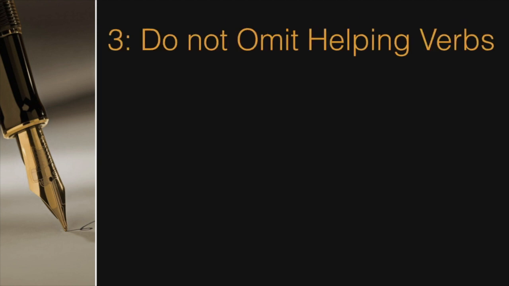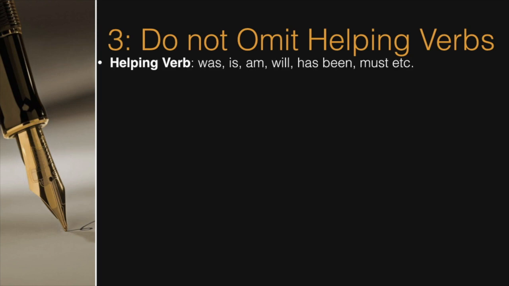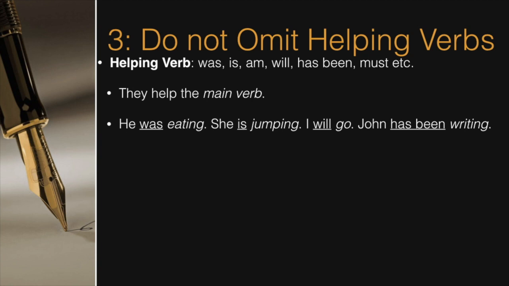The third and the final advice today is do not omit helping verbs. But what are the helping verbs? Helping verbs are words like was, is, am, has been, and must, etc. Helping verbs help the main verb convey the action. For example, he was eating, she is jumping, I will go, John has been writing. The helping verbs are underlined, whereas the main verbs are in italics, that is, eating, jumping, go, and writing.